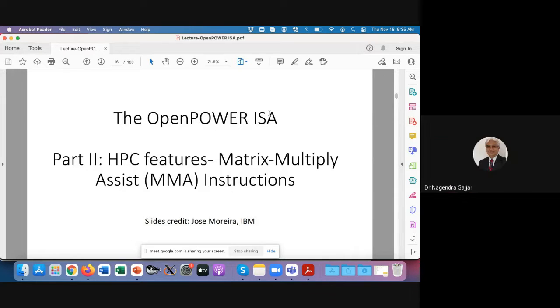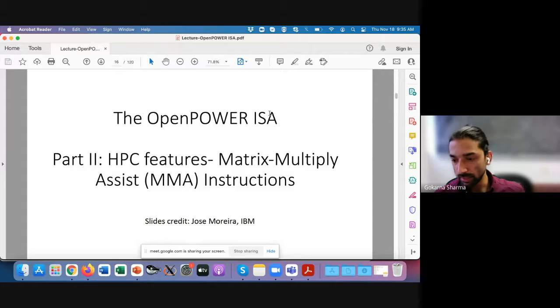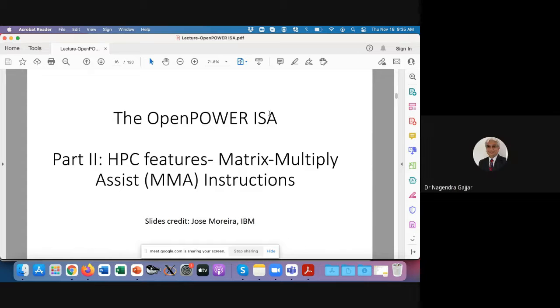Yes, sure. In the meantime, if you have any question related to the Power ISA compliance and introduction, you can write in the chat box, or you can ask me offline, or after we come back at 8:10. And then I will talk particularly about the matrix multiply assist instruction, and how it helps in high performance computing. Okay. So see you in 5 minutes.